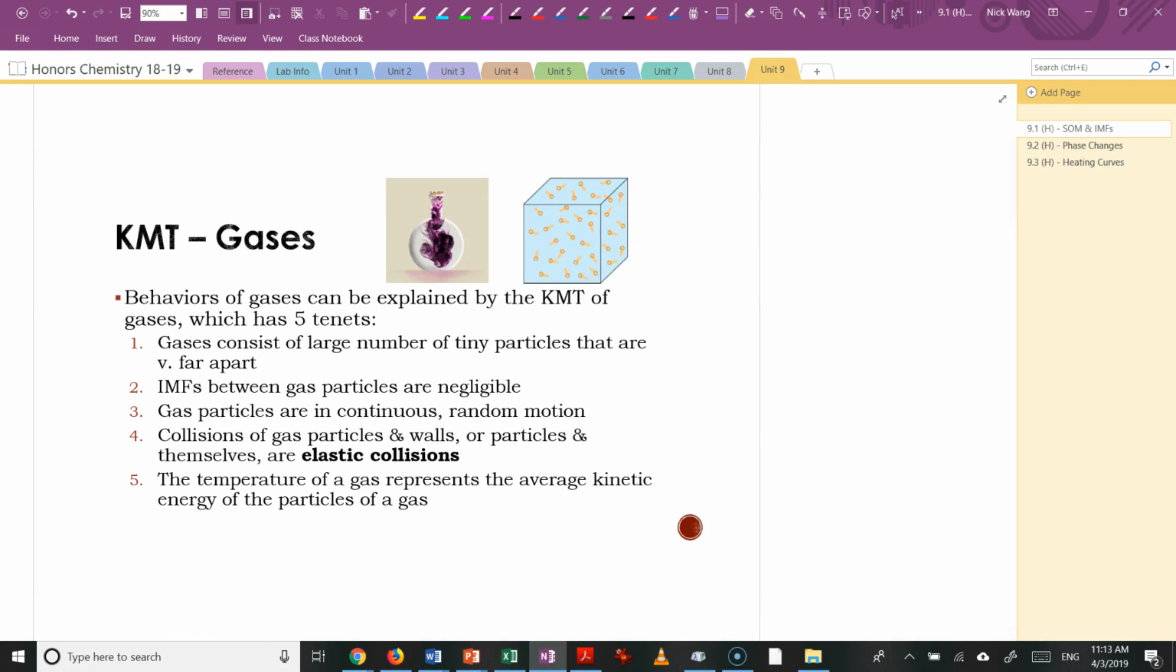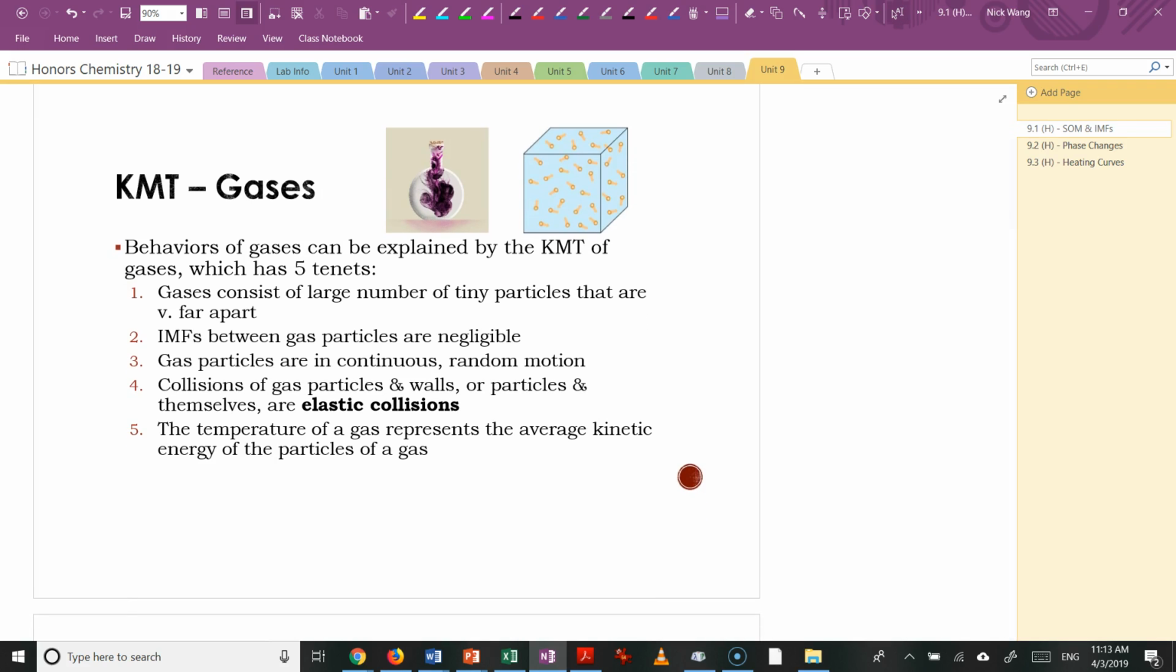We've already seen this before: the kinetic molecular theory of gases. The behaviors of gases can be explained with 5 tenets. The kinetic molecular theory, again abbreviated KMT. For example, gases consist of a large number of particles that are very far apart, right?